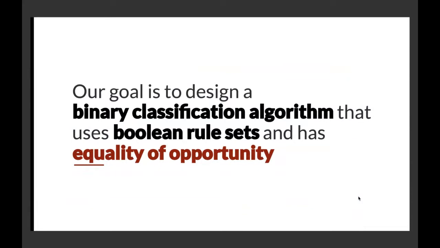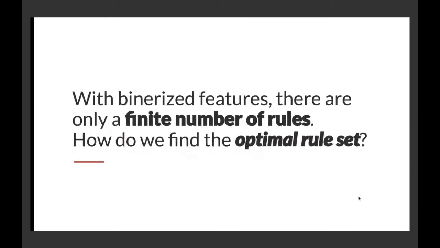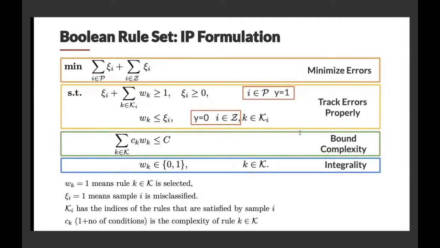We're going to be trying to build these Boolean rule sets for binary classification under this constraint of equality of opportunity. As I mentioned, because we're working in the space where we only have binarized features, there's only a finite number of rules. So the question really becomes, how do we find this optimal rule set? For a few minutes, just suspend disbelief and assume that enumerating every possible rule isn't too onerous. So we're all operations researchers. The next step is to put this into an IP formulation.